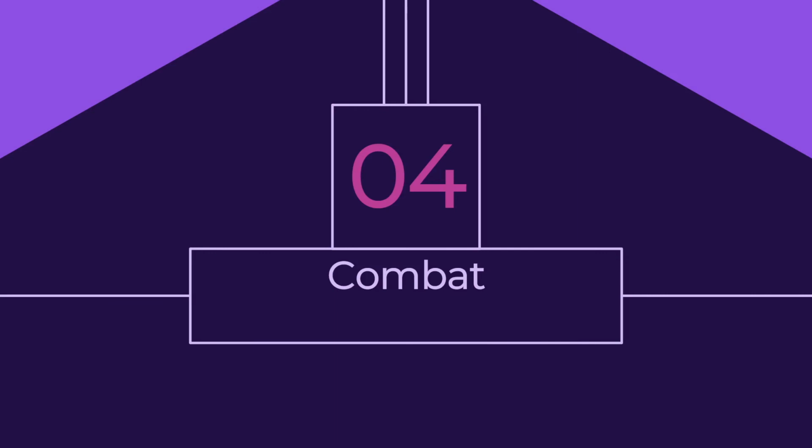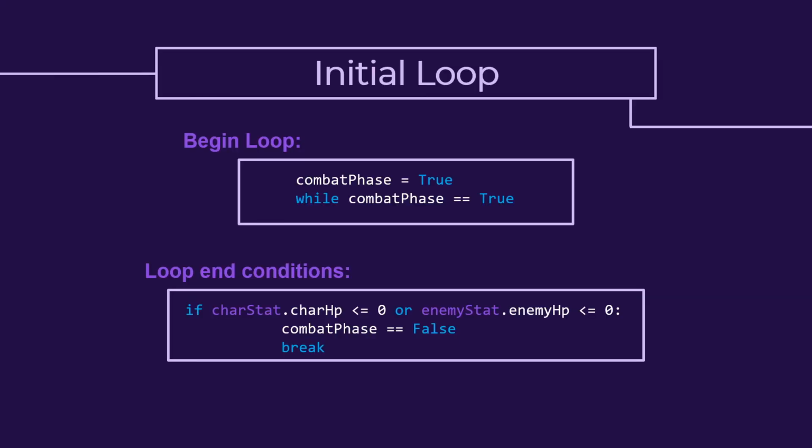Now let us understand and break down the most exciting element in the game, the combat. Firstly, in the combat code, a boolean variable named combat phase is set to true to show that the player is currently in combat. This is then used in a while loop to keep the combat going until it reaches the loop end condition. The loop breaks when either the character or the enemy's health point has dropped to 0 or below. When this occurs, the combat phase variable is then set to false, effectively breaking the loop and stopping the combat from proceeding further.